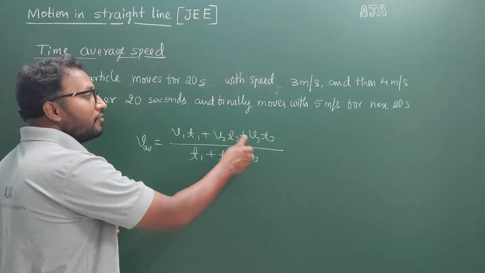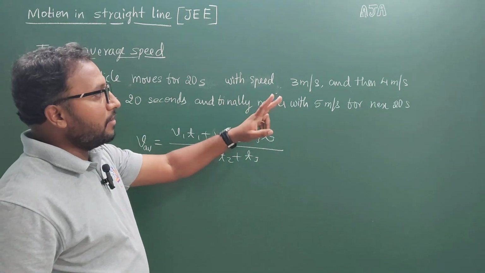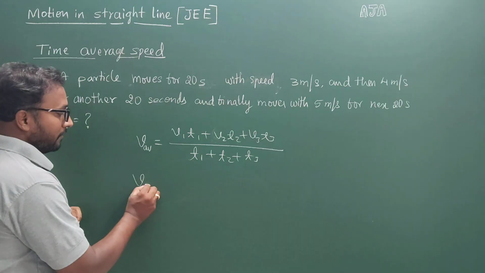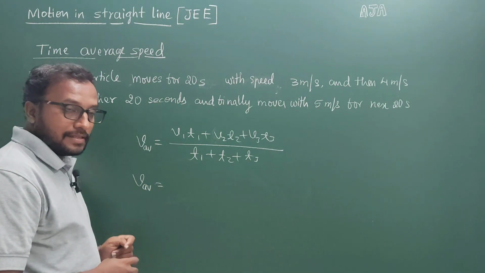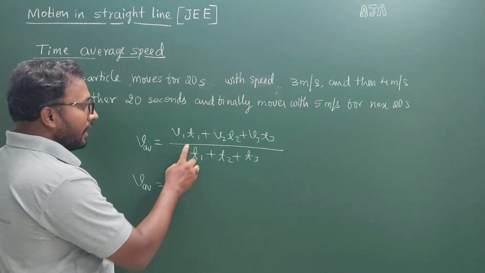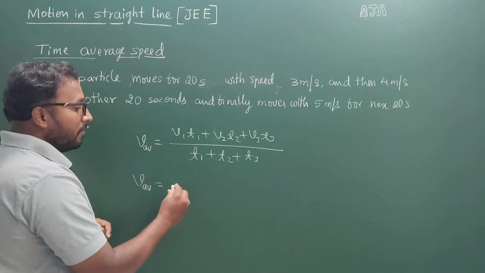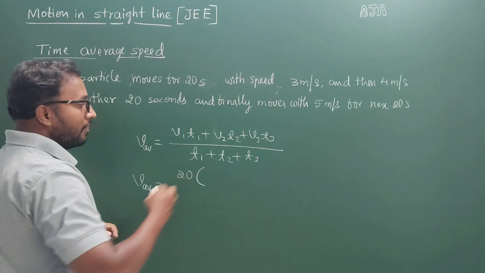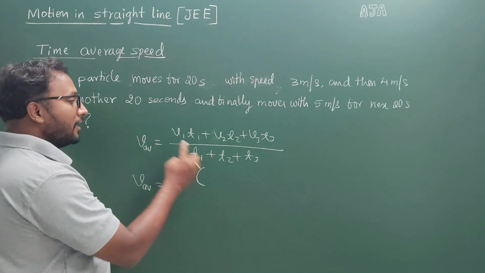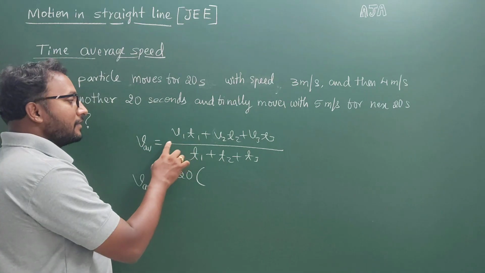But V1, V2, V3 are different. They are 3, 4 and 5 meters per second. So that question will be very easy to solve. For V1, I will take T1, T2, T3 as common, which is nothing but 20, and I will open the bracket, and inside the bracket I will sum up all the speeds.